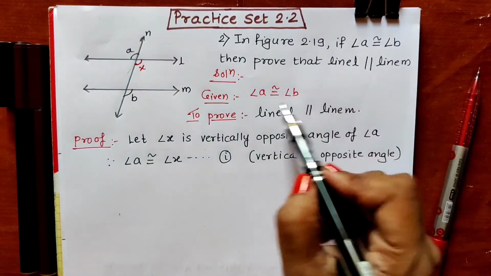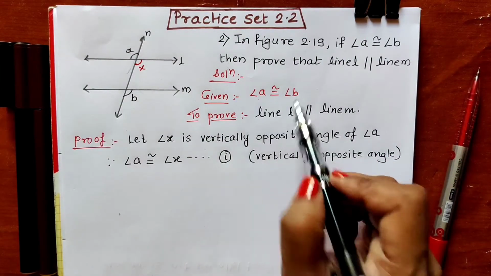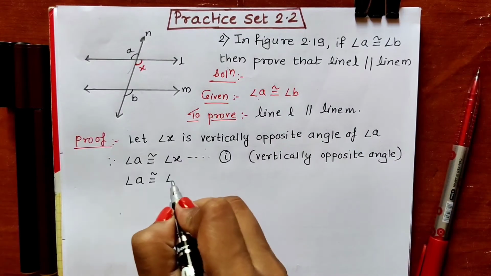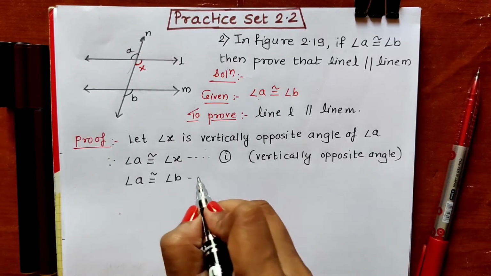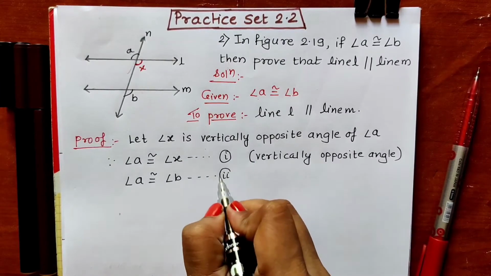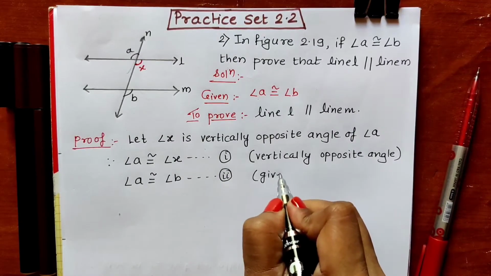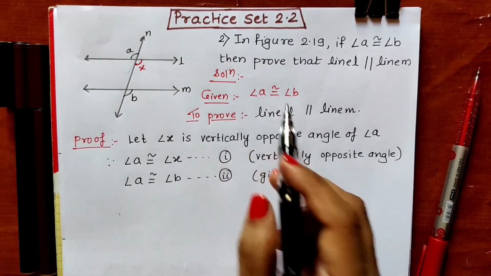Now again, what is given to us? We have been given that angle A is congruent with angle B. This is given to us in the question. This is the second statement which we will get. This is given in the question, and in the given we have also written this.